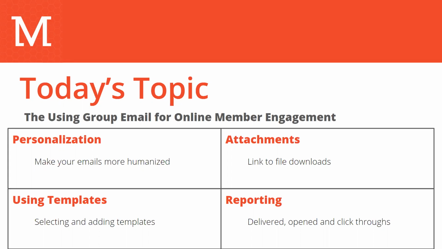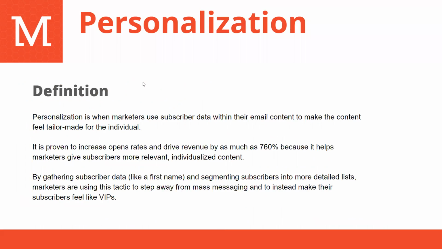So let's jump right into this. The first thing we're going to talk about is personalization. The definition of personalization is basically when, as a marketer, you use subscriber data within the email content to make the content feel more tailored to the individual. They've done studies on personalization, and it can increase your open rates and drive your revenue by as much as 760%. And the reason behind that is because it gives subscribers more relevant and individualized content and makes them feel like they're more important, they're VIPs, as opposed to just part of a mass messaging campaign that's being sent out to anyone and everyone who will listen.